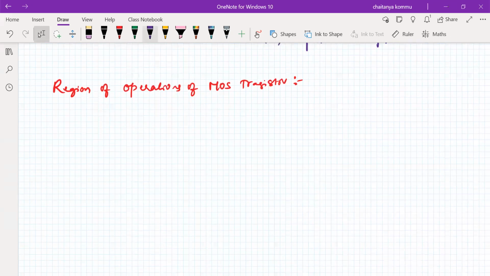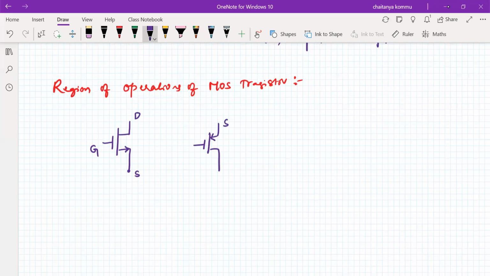For that, a small hint is required. For example, consider a MOS transistor like this. Here is the gate, here is the drain, here is the source. The current flows from drain to source, and this symbol is used for an enhancement NMOS transistor. Similarly, for a PMOS transistor we use this symbol. This is the source, this is the drain, this is the gate.